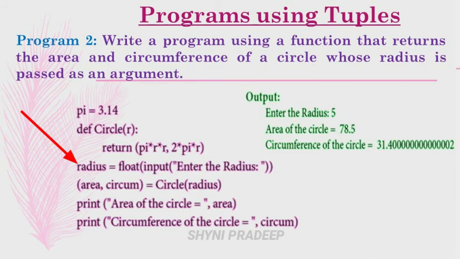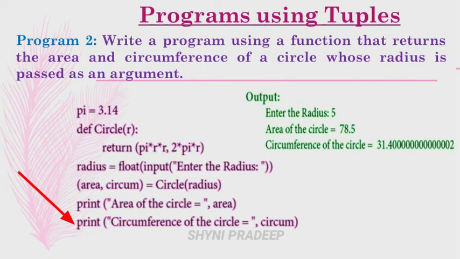You can give any value. And see the next line, area, comma, circum, is equal to circle of radius. So this radius is the actual parameter. See this circle of r, this r is a formal parameter. So your radius value will be copied and sent to the formal parameter r. And next, print area of the circle. Area, you have to take the value of area, and print circumference of the circle. You have to take the value of circum.